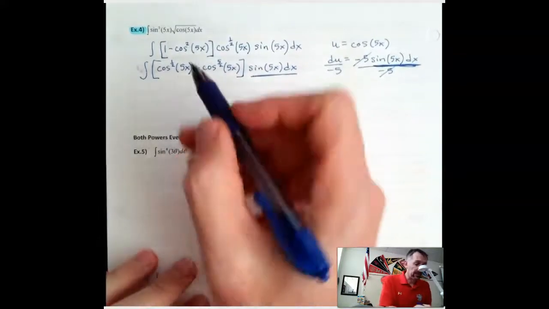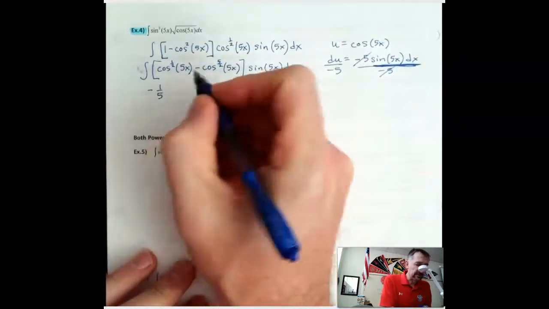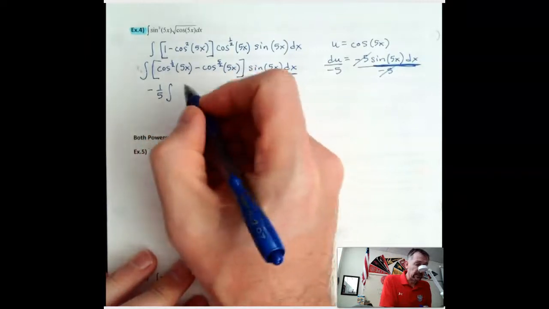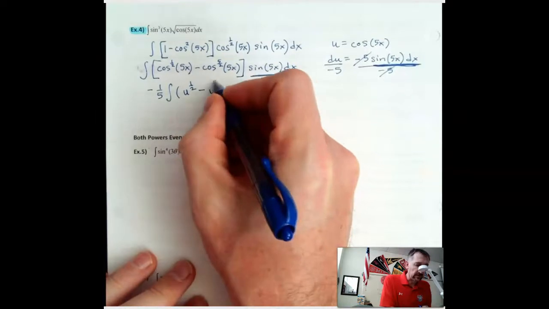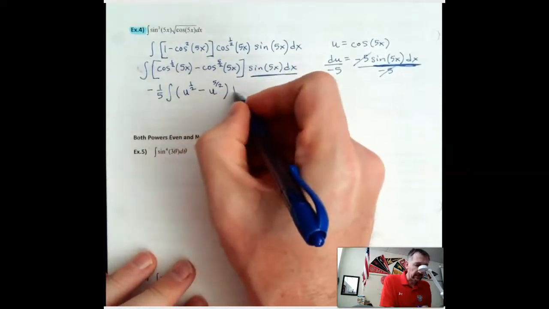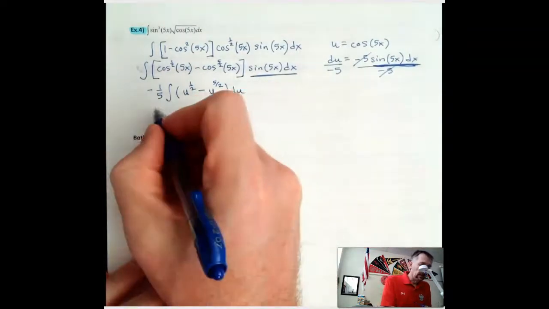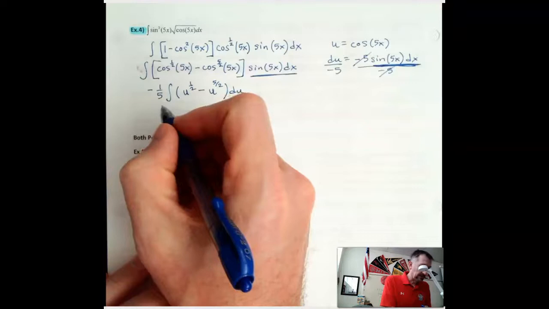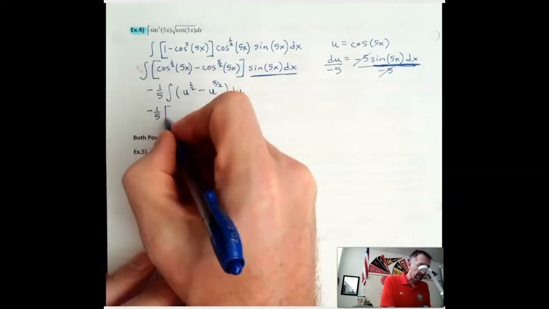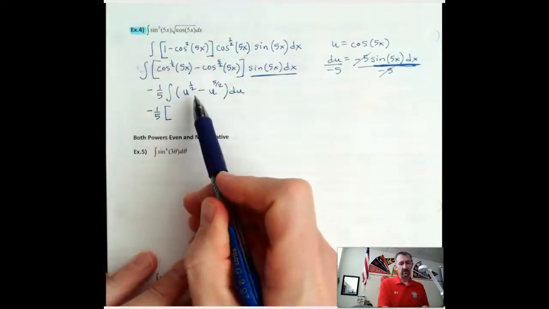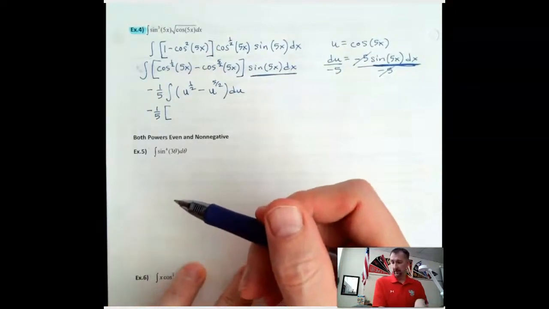I guess we could write it out. So that's going to be negative 1/5. I was thinking about skipping a step, but negative 1/5 u to the 1/2 minus u to the 5/2 du. So that's going to be negative 1/5. Now I'm going to go ahead and do the integral and then substitute it back in. So writing it out twice.